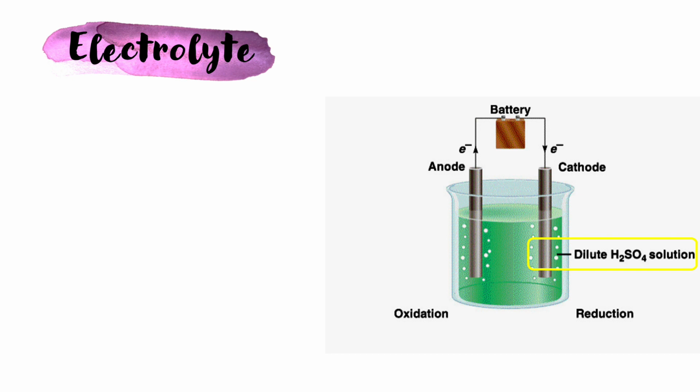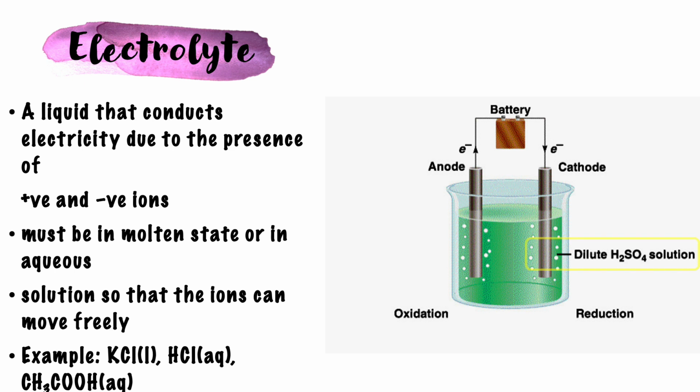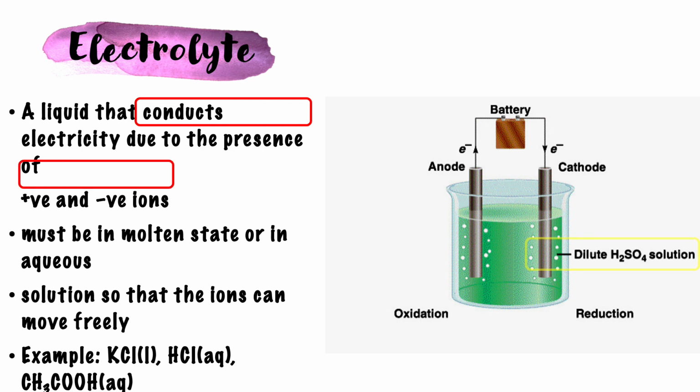Next is electrolyte. It is a liquid that conducts electricity due to the presence of positive and negative ions, also known as cation and anion. The electrolyte must be in molten state or in aqueous solution. It is because both states allow the ions to move freely.